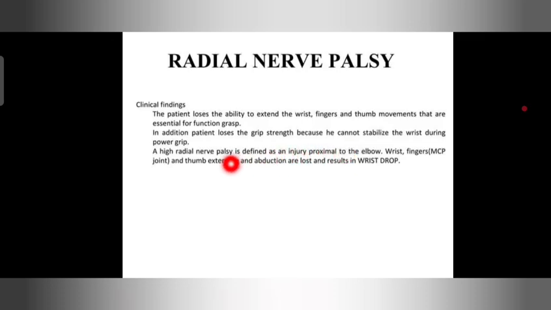High radial nerve palsy is defined as an injury proximal to the elbow. Wrist, finger and thumb extension and abduction are lost if the injury is proximal to the elbow, and this results in wrist drop.